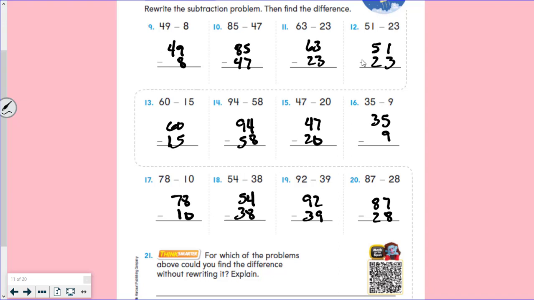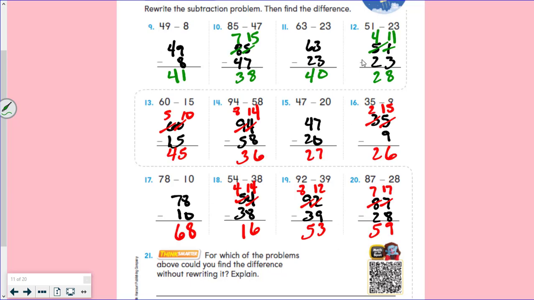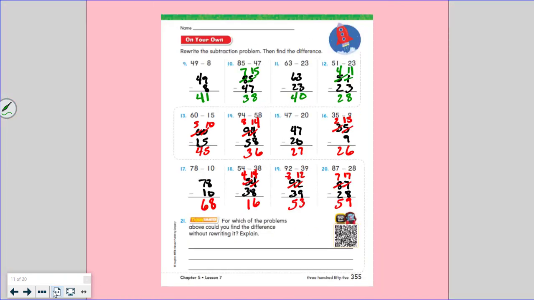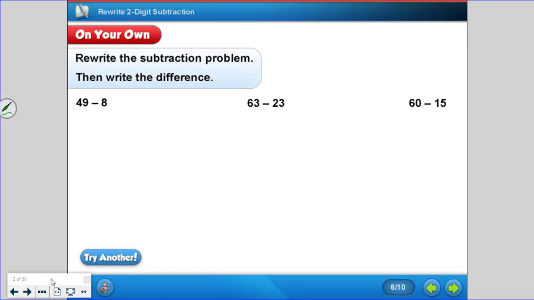Okay, so now it's time to pause your video and solve all those problems you just rewrote and then come back and check your answers against mine. Okay, so now here's your answers for you to check. So go ahead and pause and check your answers. Make sure you did any of the regrouping correctly as well too. All right, so the next thing we're going to do is go to the Think Smarter page.